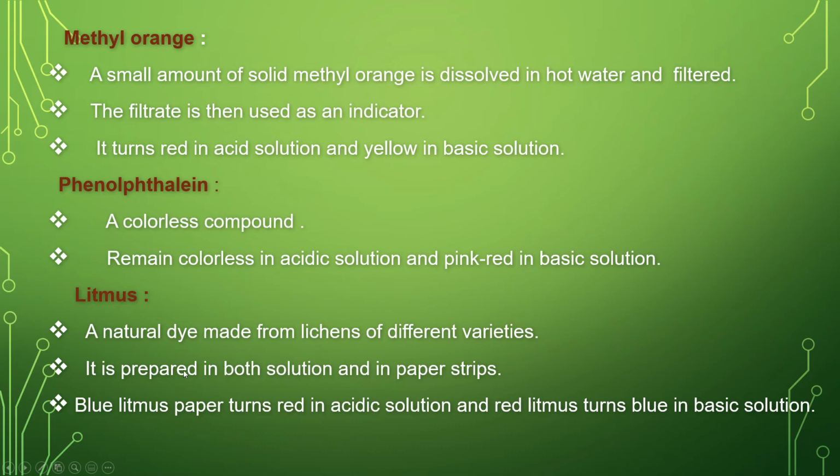And litmus is actually a natural dye, made from lichens of different varieties. You will know about lichens in the higher classes. It is prepared in both solution form and paper strips. Litmus can be used as a solution, or it is obtained as a paper strip, litmus paper. In acidic solution, litmus paper turns red, and in basic solution it turns blue.